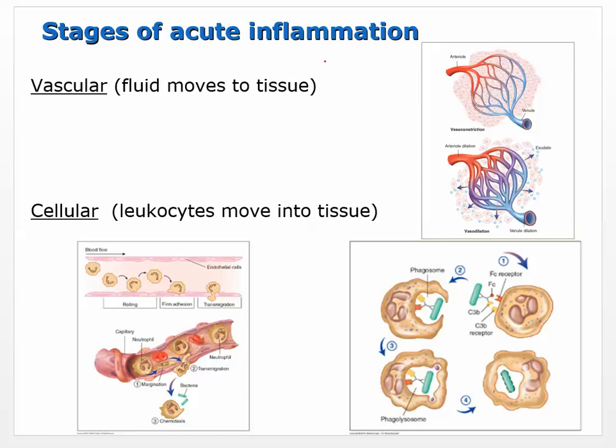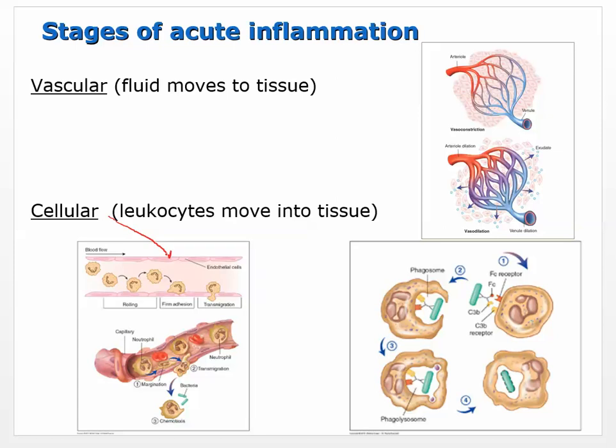Okay, so stages of acute inflammation. Vascular, fluid moves to tissue. One of the immediate things that happens is immediate vasoconstriction. If you've ever tested yourself for a blood glucose test where you prick your finger, you notice that immediately there's no blood, and that's because you initially have vasoconstriction, but then you get vasodilation, and with that injury, we start to allow fluid to move into the tissues. One of the reasons for having fluid move into the tissues is to start to get nutrients in there, or ultimately to allow cells to move into the tissue.